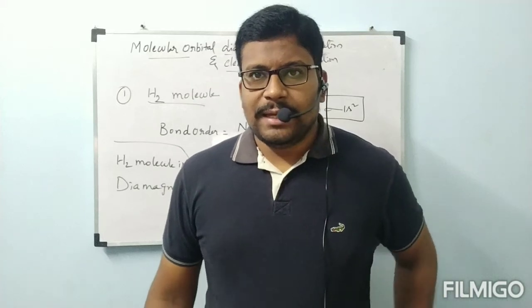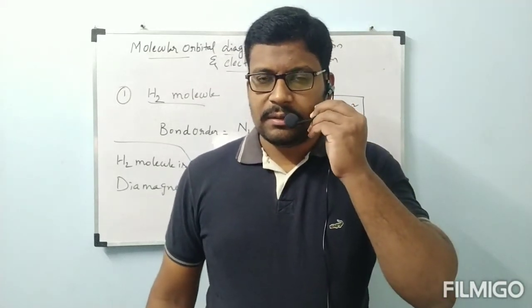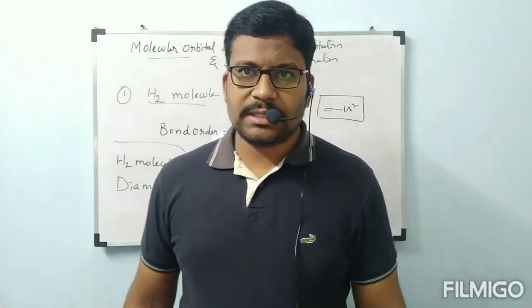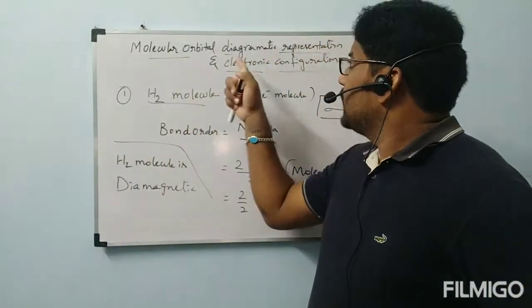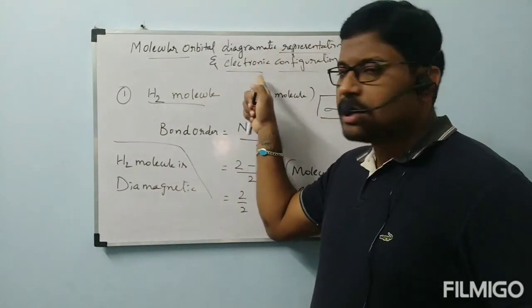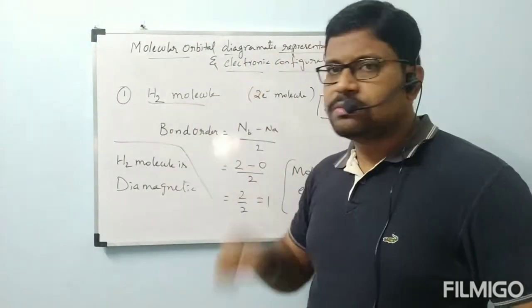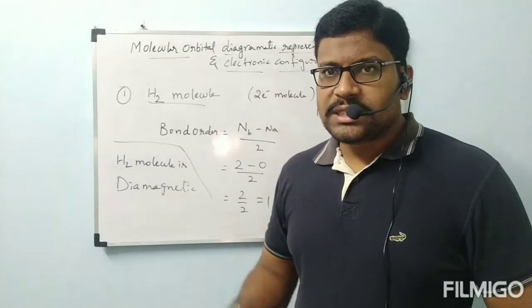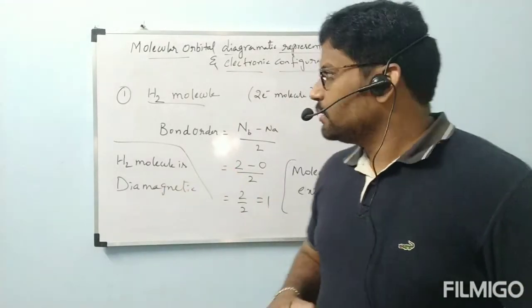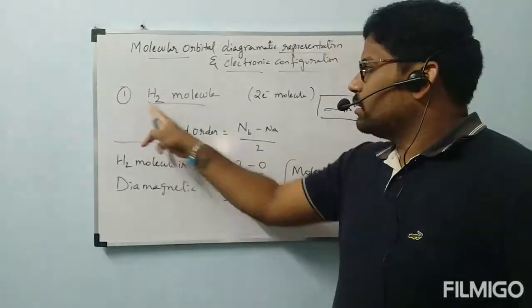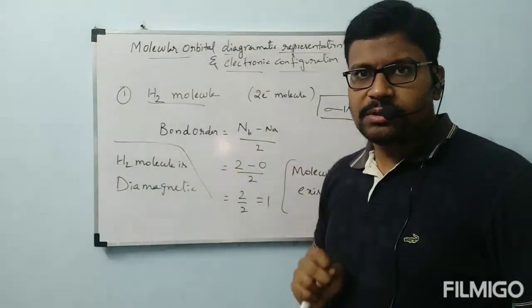Good afternoon, students. In the previous class, we started with an example, the hydrogen molecule, its molecular orbital diagrammatic representation and electronic configuration. I will just recall this and after that we will go to the next example. Before that, see here, the H2 molecule contains two hydrogen atoms.